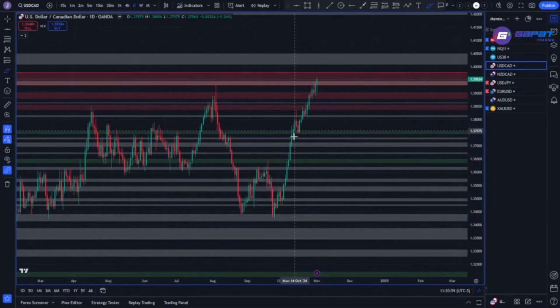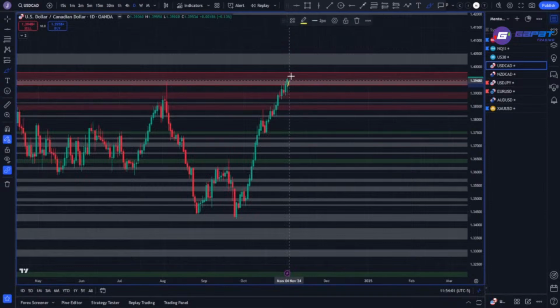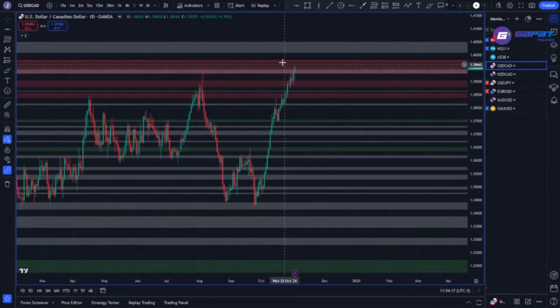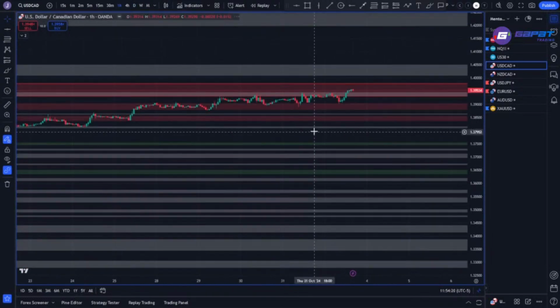Again, I would not think it's very likely just to see it break out in a straight line like this. It always can happen, but definitely not as likely to happen. So could we see some sort of range form before we see the break? Yes. Or a range form before we see the breakdown? Okay, let me go back onto the lower time frame.